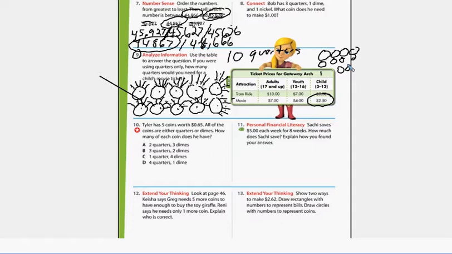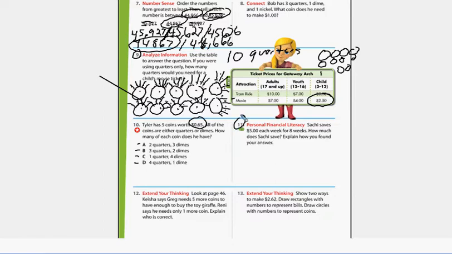Okay, problem number 10. You're going to do on your own. I'll go read it for you though. It says Tyler has 5 coins worth 65 cents. All the coins are either quarters or dimes. How many of each coin does he have? So what you need to do is go ahead and count how much money that is. You need to figure out how much each one of those are, and only one of them should equal 65 cents. If you get more than one that equals 65 cents, you need to re-add those coins together.